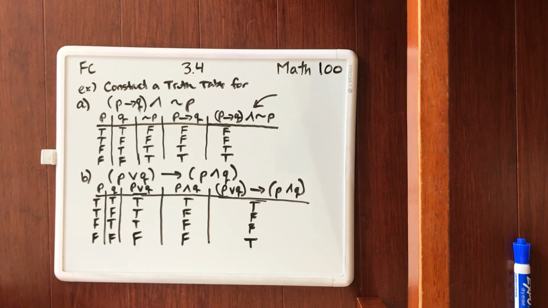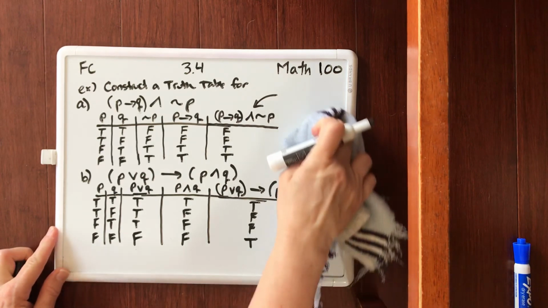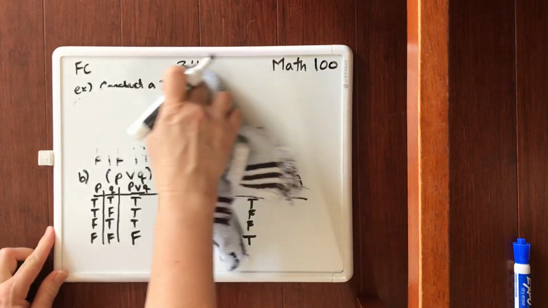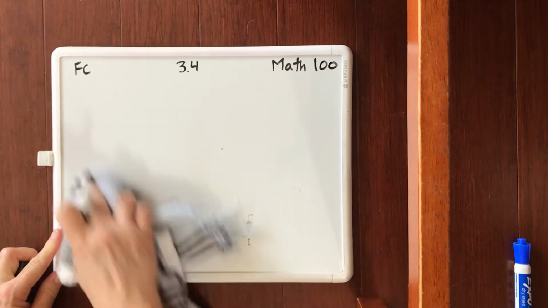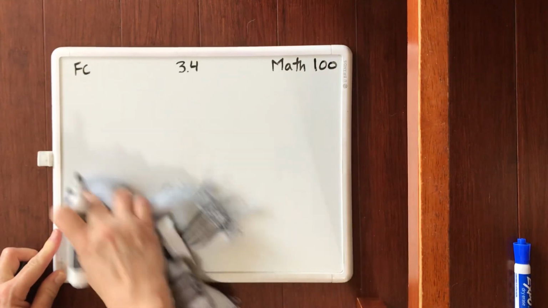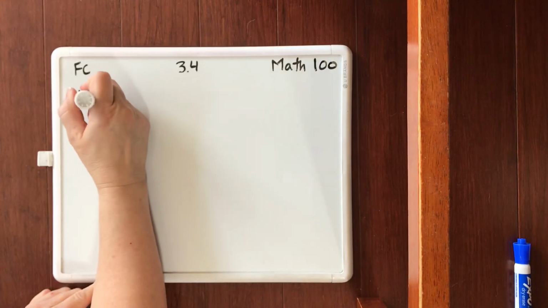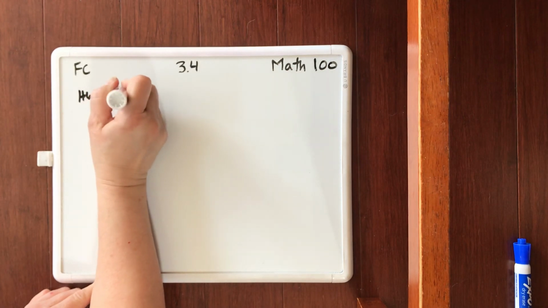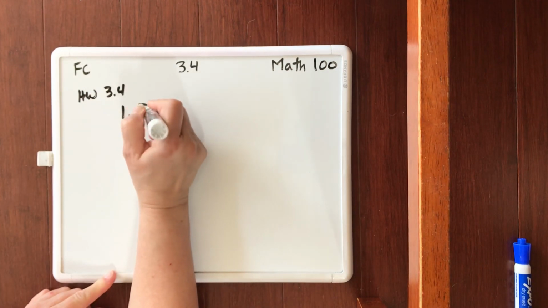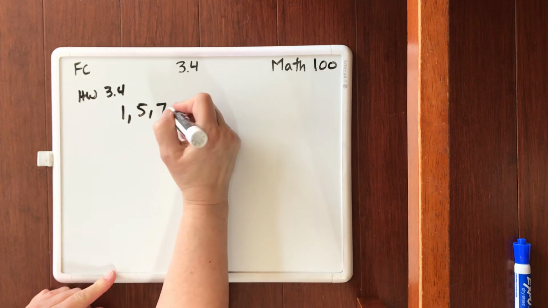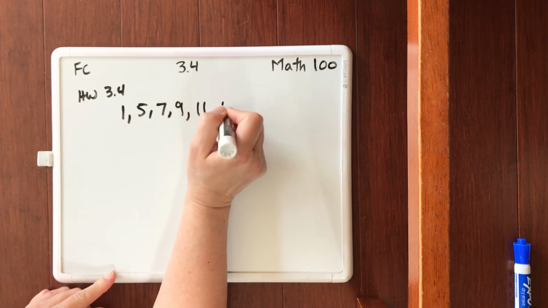Okay, very good. All right, now here's your homework. I'm going to erase this and write your homework. It's going to be constructing truth tables. Okay, homework: 3.4, 1, 5, 7, 9, 11, 13.